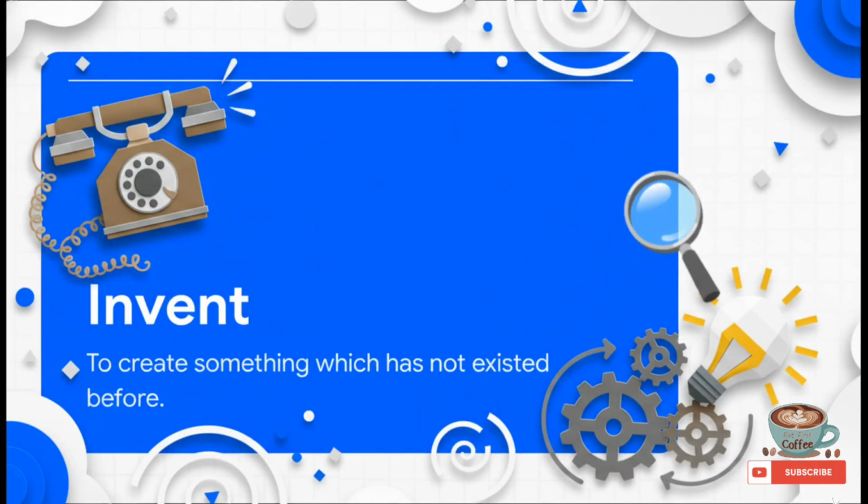So let's start at the beginning. Invent. This is that little bit of magic, right? The act of creating something from absolutely nothing. You got to think of someone like Alexander Graham Bell. Before him, the telephone just didn't exist. He brought a brand new concept into the world. That is a pure, powerful invention.